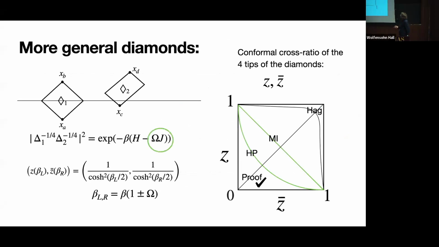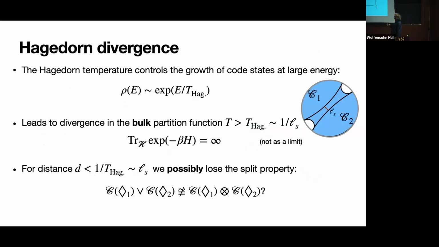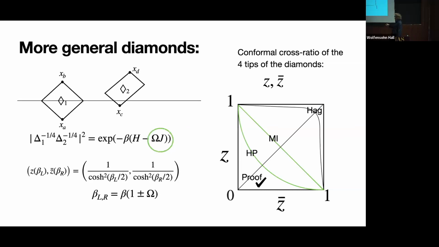Okay, so one thing you can do now is you can do this for more general diamond regions. What I was just talking about, I didn't mention it, was for two diamond regions that are on the same time slice. If you do two diamond regions that are not on the same time slice, you can compute the same modular operators, and you find a correction which comes from the angular momentum for rotations on the sphere.